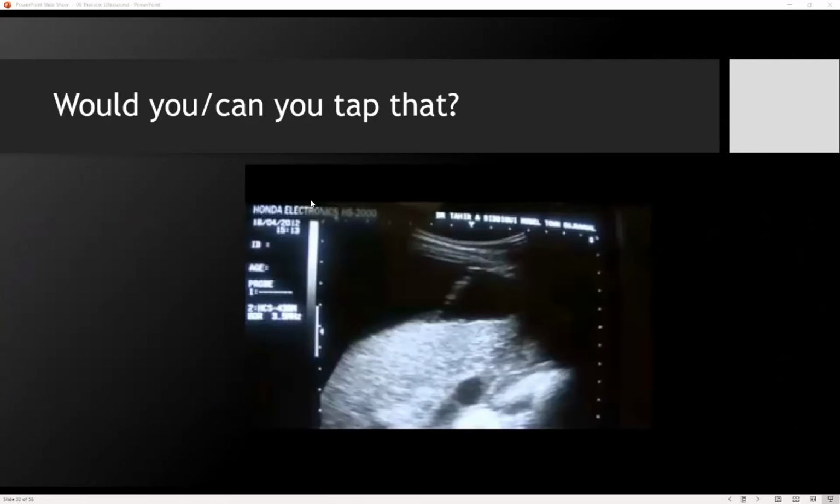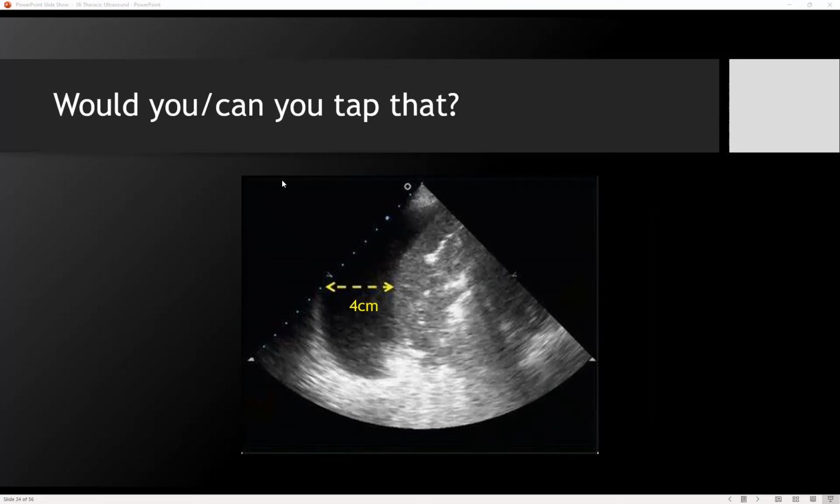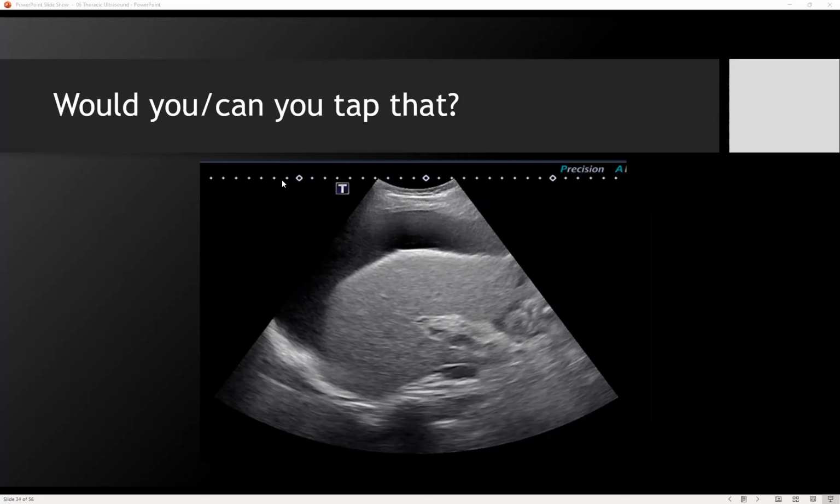Now, this was question number 2, and I asked if this patient has a pleural effusion, and most said that this patient does have a tappable pleural effusion. Anyone who said no? Well, actually, before I do that, let's move on to this. How about this? Does this patient have a tappable pleural effusion?